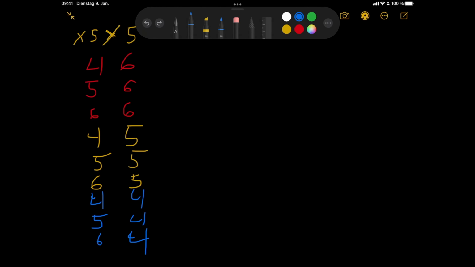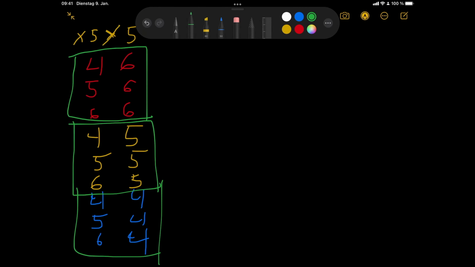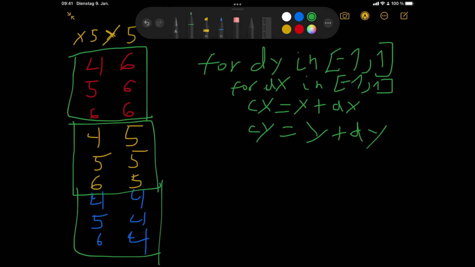Now, if we look at how they are constructed, we see that we always have 3 coordinates that have the same y value. Those have 6, those have 5, those have 4. And then it always repeats 4, 5, 6, 4, 5, 6, 4, 5, 6. So if we look at that code, we have a nested loop. We say delta y is in the range of -1 to 1, and delta x is in the range of -1 to 1 as well. And then we calculate our current x based on x plus dx and y plus dy. We get all of those values.